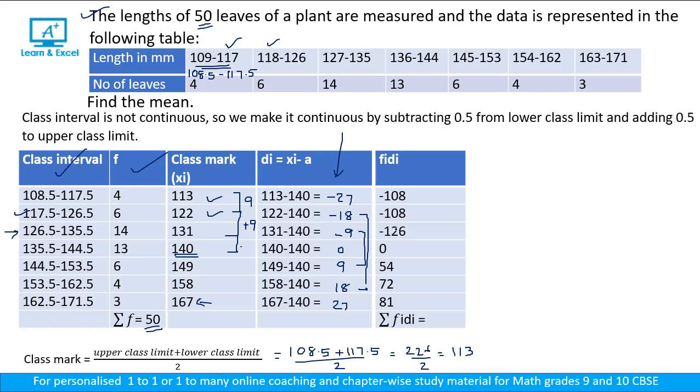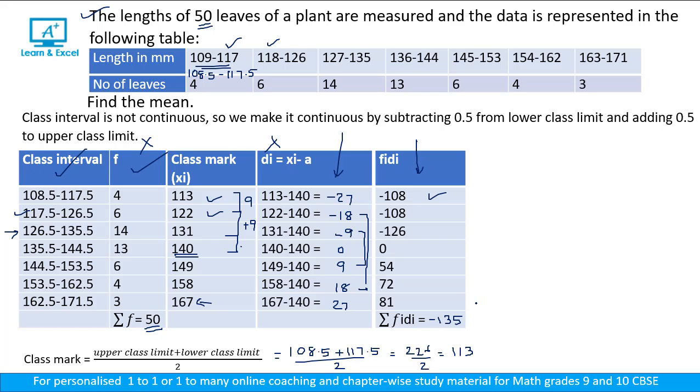Now the next step is to find fi di. For this we will multiply the frequency column with the di. So the first fi di will be minus 27 multiplied by 4, which is minus 108. We similarly find all the fi di. Then we add this column. We get the sigma fi di as minus 135.